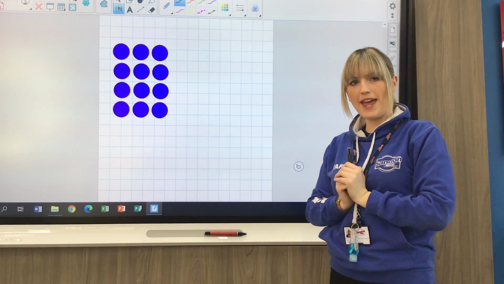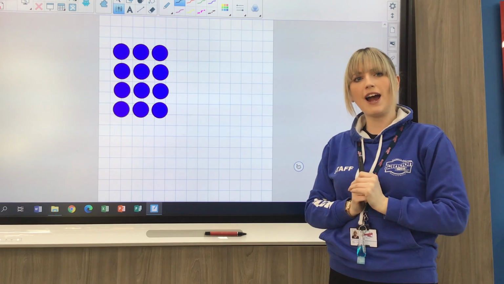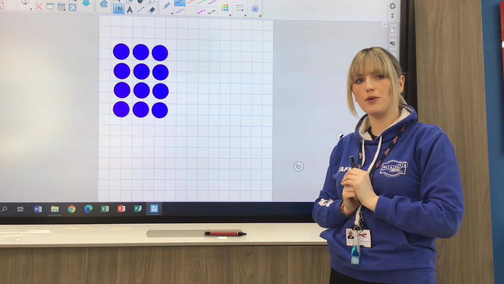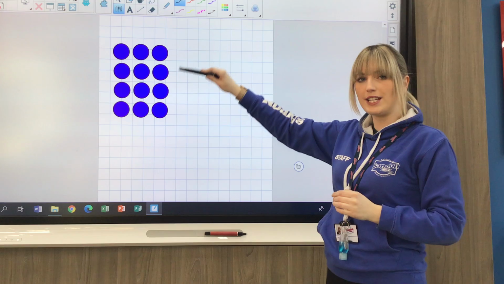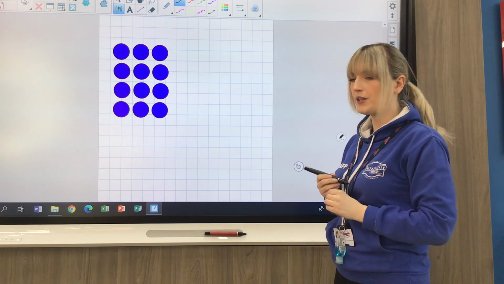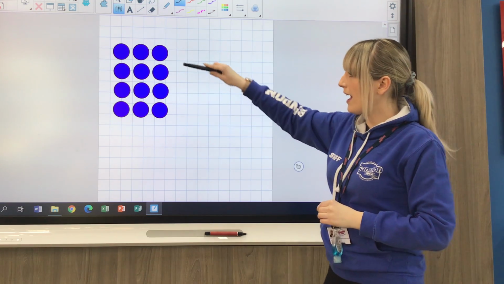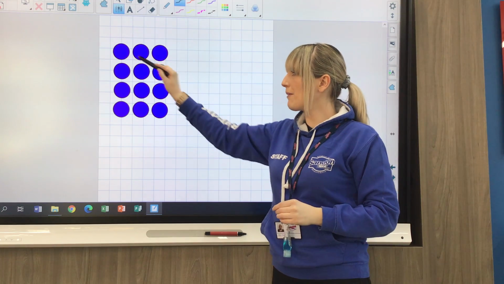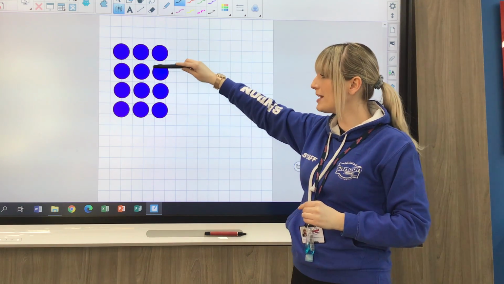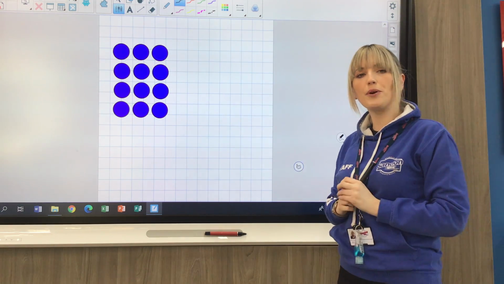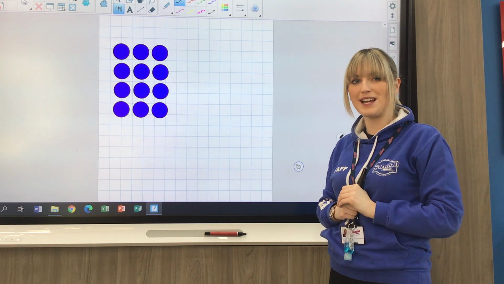So looking at that picture, I'd like you to write a number sentence on your board that matches the picture, okay? So think about what number's in our group and have a look at how many groups we've got. So pause the video to write a number sentence.